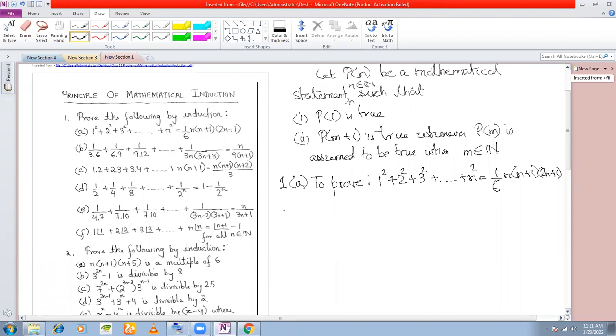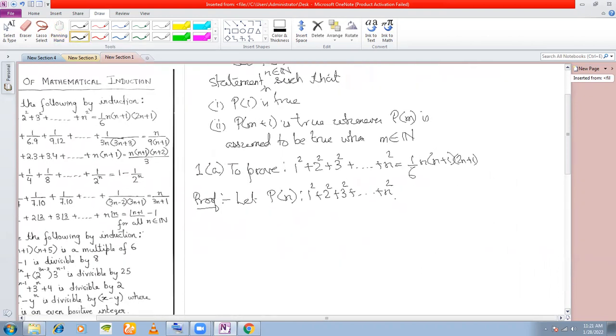I start by saying, let Pn be the given mathematical statement, 1 square plus 2 square plus 3 square and so on. I don't know whether this statement is true or not. I have to prove whether this is true, but I am assuming this statement. Whether true or not, I will see later. Let Pn be this statement.